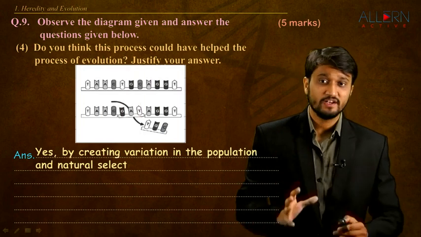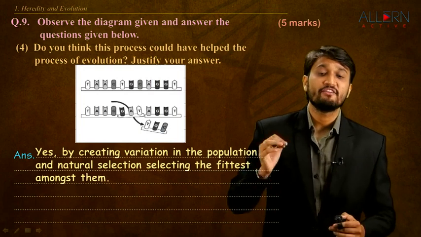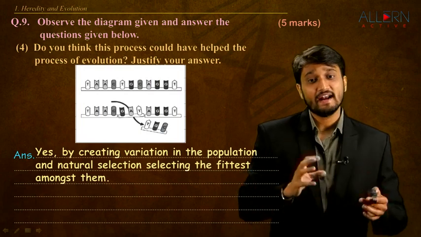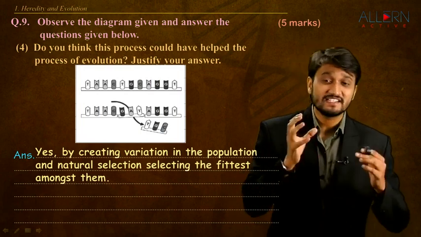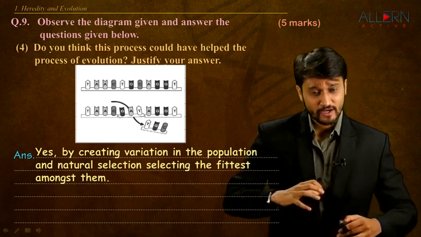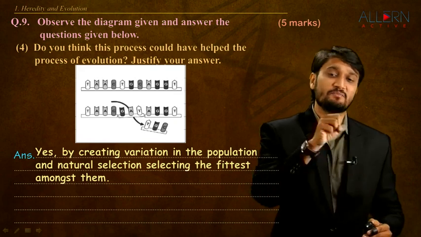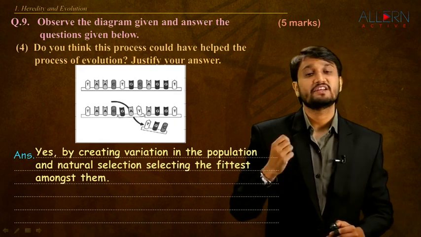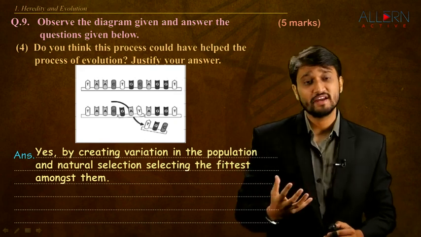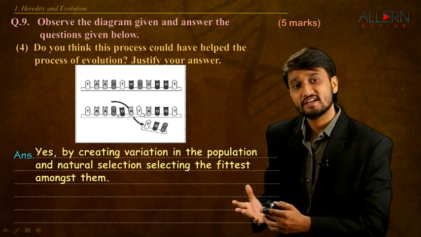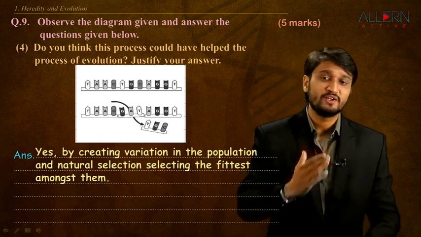Yes, it will give an advantage by creating variation in the population and natural selection, selecting the fittest amongst them. Whenever there are going to be variants, nature will select the fittest amongst them. Something called the survival of the fittest, given to us by Charles Darwin, and that is how mutations can lead to evolution.